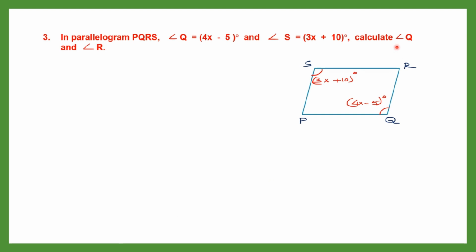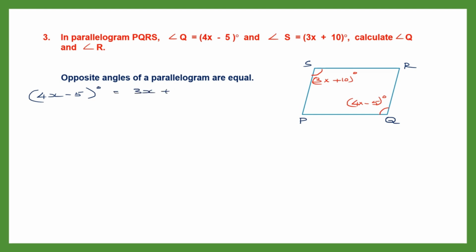Now we have to calculate angle Q. We have to find out the value of angle Q. Now here we have to find out the value of x first, and then find out the value of angle Q and the value of angle R. So now these are the two angles given to us, and we know in a parallelogram opposite angles are equal. That means these two are equal to each other. So we can write that 4x minus 5 is equal to 3x plus 10. They're equal to each other according to this property of parallelograms. So now let's open this. So this is 4x minus 5 is equal to 3x plus 10.